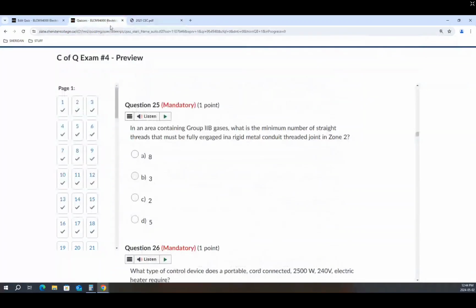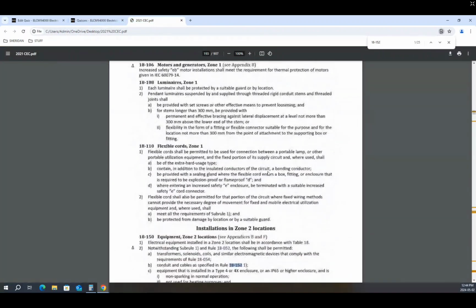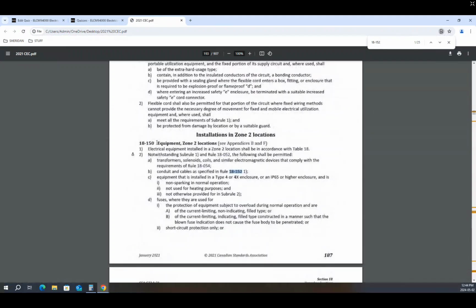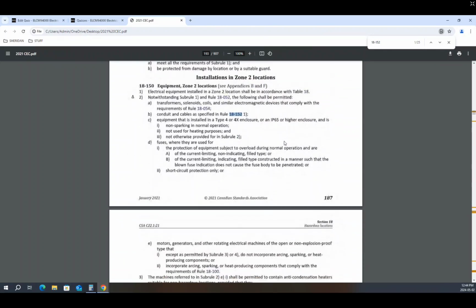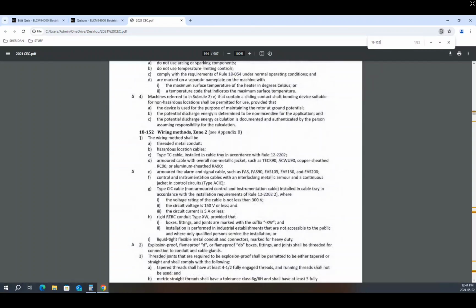So hazardous locations. I'm looking for a zone 2 in a hazardous location. So 18 is my hazardous locations. Here's my 18-150, installations in zone 2 locations, and wiring methods in zone 2.